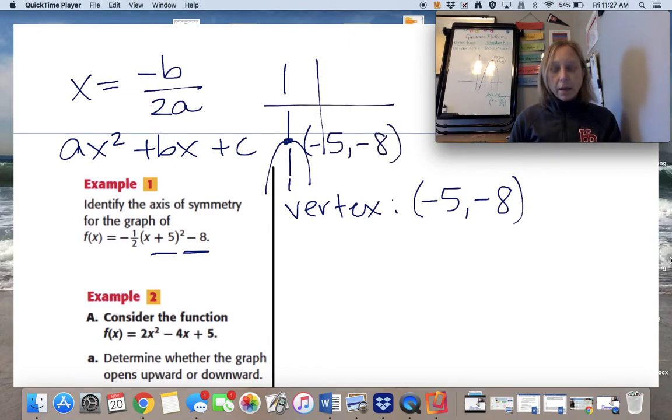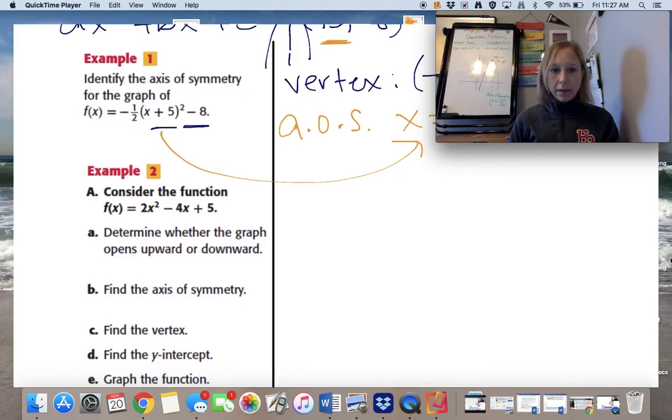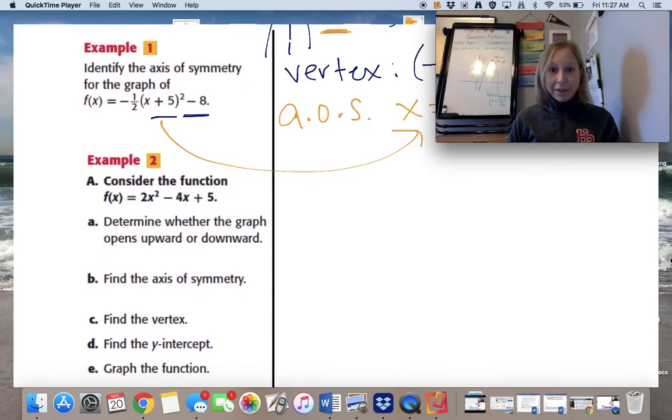And what is the x value of that point? The x value is negative 5. Therefore, the axis of symmetry, I'm going to shorten that throughout the rest of this with AOS, is x equals negative 5. So from vertex form, we get our axis of symmetry right from our left and right shift. Okay. Now, the next example uses standard form. So we will need to use our formula. But notice there are more steps here.